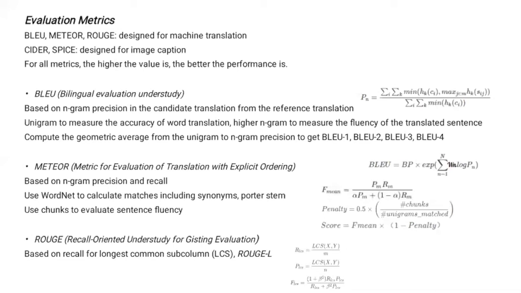BLEU. BLEU is based on n-gram precision in the candidate translation against the reference translation. n can be 1 to 4. Then compute the geometric average from the unigram to n-gram precision to get BLEU 1 to 4. The unigram measures the accuracy of word translation. Higher n-grams measure the fluency of the translated sentence. METEOR is based on n-gram precision and recall. It uses word lists to calculate the matches and chance to evaluate the sentence fluency. ROUGE is based on recall. To adapt it to image captioning, use the longest common subsequence.